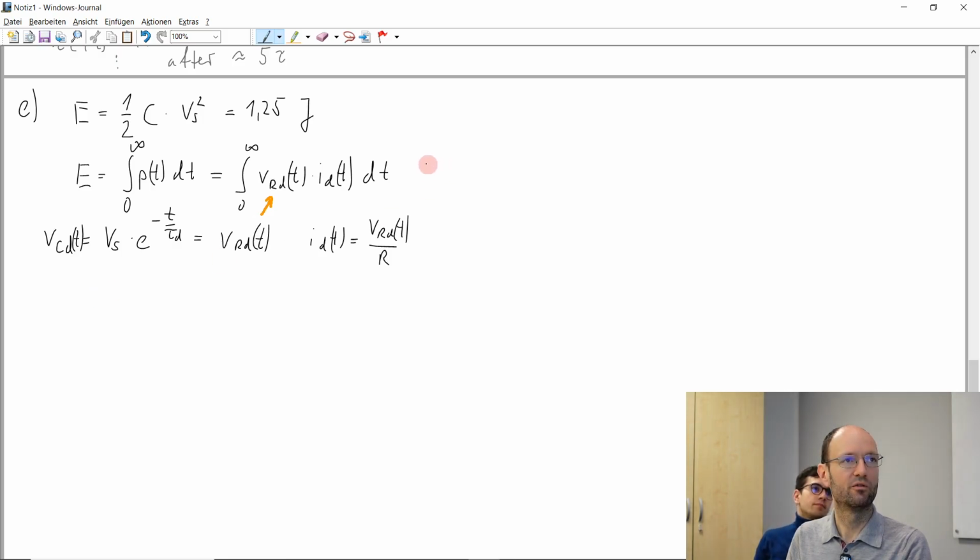Okay, so I will continue here and say this is now still the time integral from 0 to infinity, and we have the voltage drop across the discharging resistor as a function of time, divided by the discharging resistor, and we integrate over time.